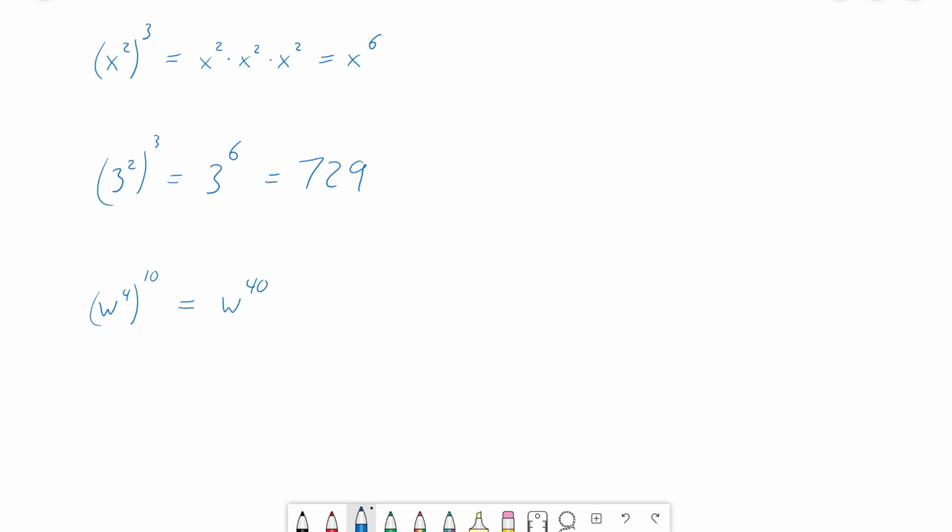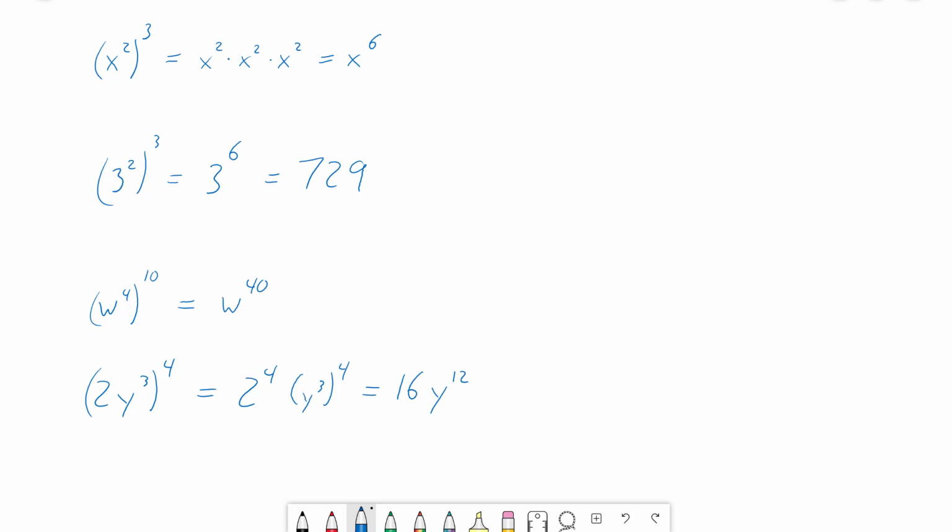Now, we could also do slightly more complicated things. What if I had something like 2y to the 3rd raised to the 4th power? Well, that's going to be 2 to the 4th power because the 4 is applying to the 2, and it's going to be y to the 3rd to the 4th power. 2 to the 4th power is 16. Y to the 3rd power raised to the 4th power, we multiply those exponents together, gives us y to the 12th.